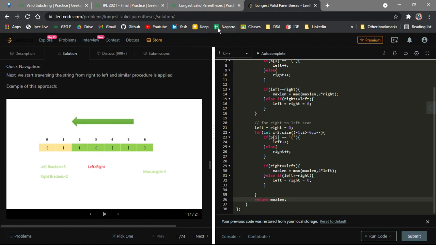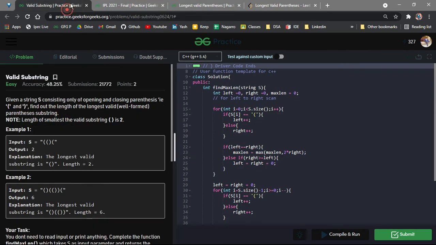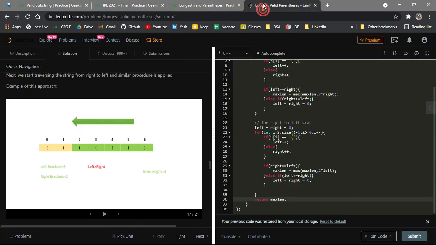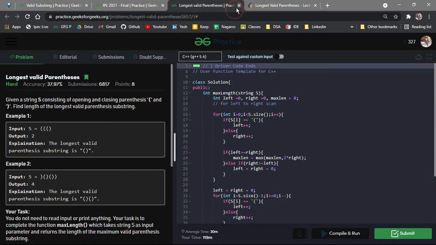So that was the code, and these four are similar. If you want to practice, there is nothing like practicing in this. So these four are similar.